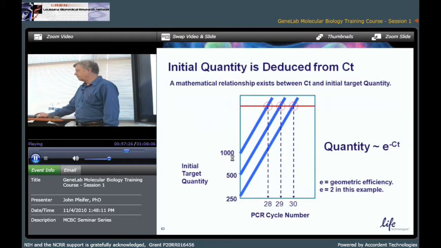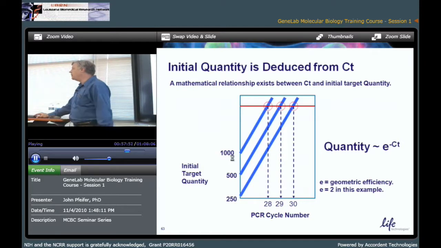So the point I'm trying to make is, if you have two samples with different amounts, but you don't have your amplicon clone to produce the standard curve, will there be any way of depicting the difference without using the standard curve, just using where it crosses the threshold? Right.